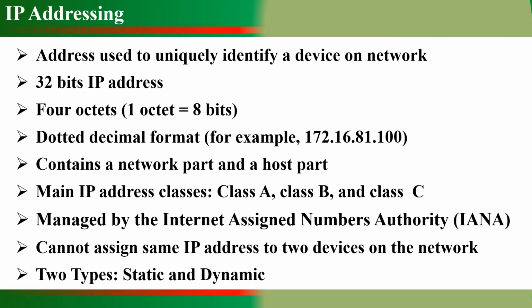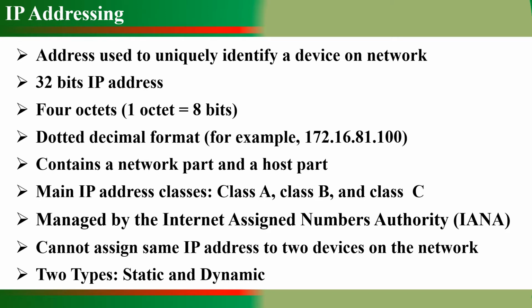But if we say 256.16.81.100, is it a valid IP address? No, because the number should be between 0 and 255. An IP address consists of a network part and a host part. The number of bits used to identify the network part and host part varies according to the class of the IP address. The IP address can be classified into 5 classes: class A, class B, class C, class D and class E. But mainly we use 3 classes: class A, class B and class C.